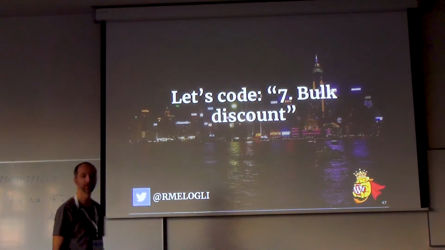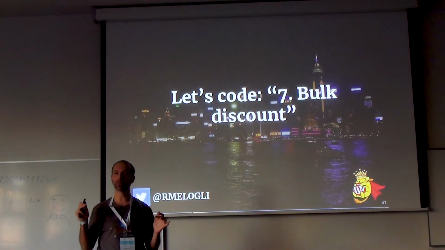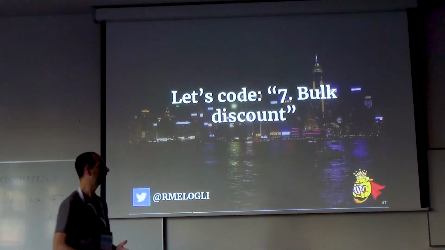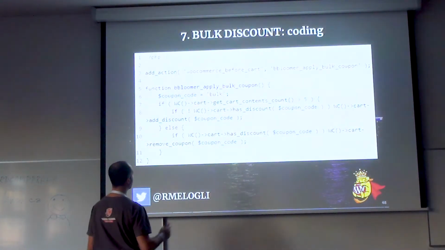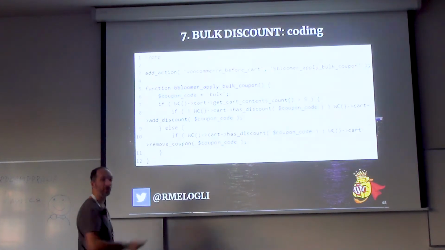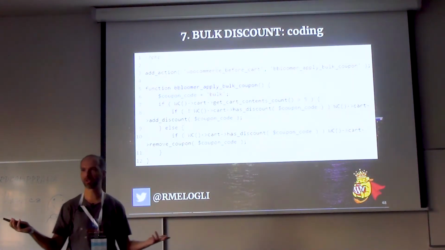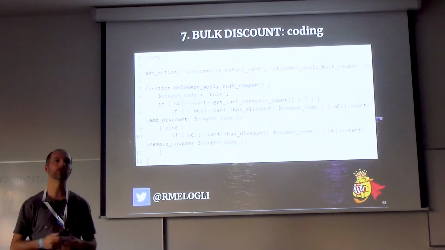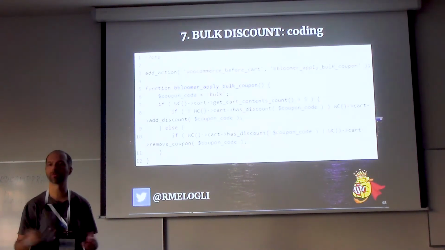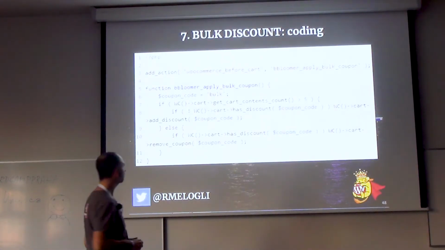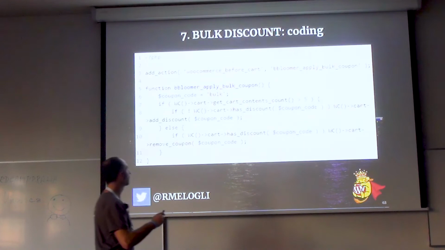Number 7, as I said, if you buy more than one item, you get 10% off, right? First of all, you create a coupon code. Otherwise, how can I apply it to the checkout, right? You call it bulk, or you call it, I don't know, 10% off. No one needs to know about this coupon code. And here is what I do.